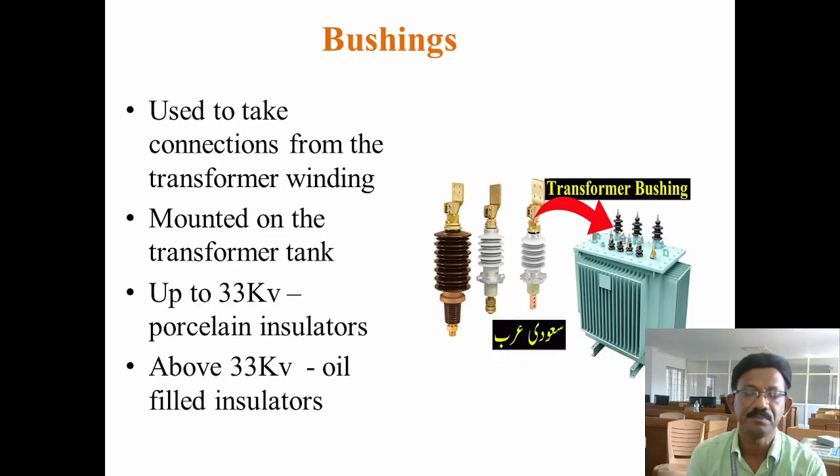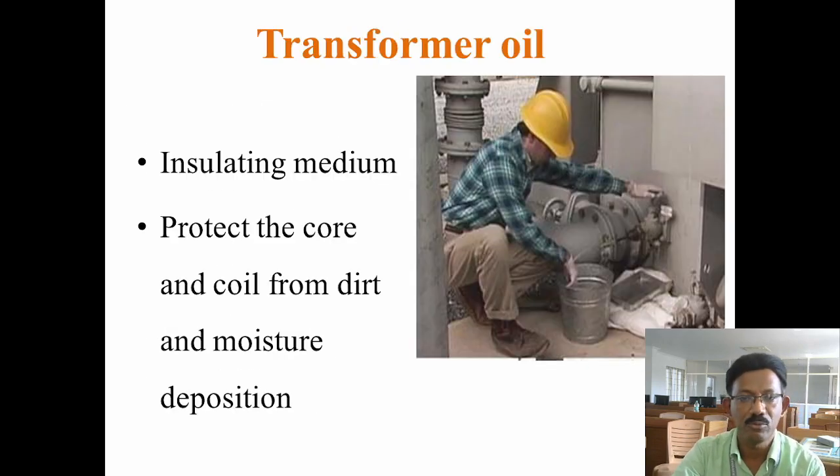Then bushings. Bushings are used to take off the connections from the transformer winding. Normally it is made up of porcelain. It is mounted on the transformer tank. Up to 33 kV, porcelain insulators are used. Above 33 kV, oil filled porcelain insulators are used as bushings.